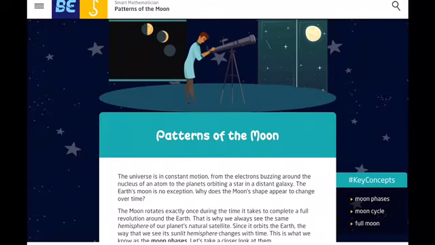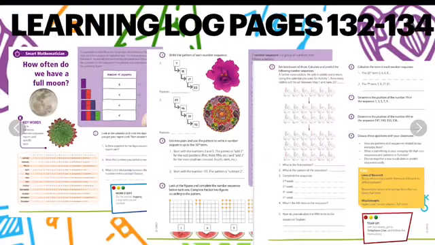Remember that I can answer your questions in the forum. Okay guys, I hope that you liked this key language because it's really cool to know a little bit more about the moon, the phases of the moon cycle, to know the names of each phase, and to see how many days it takes until there is a full moon, okay? So now let's focus on the learning log activities, pages 132 to 134, okay?